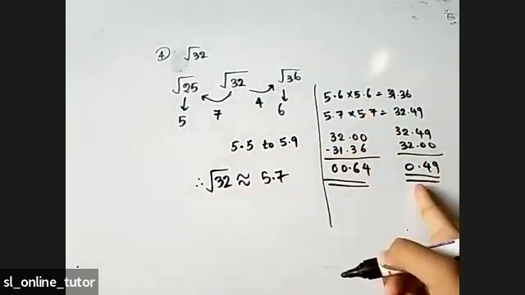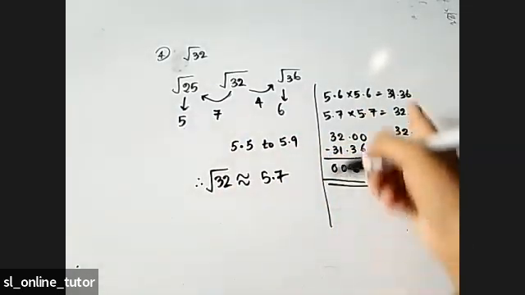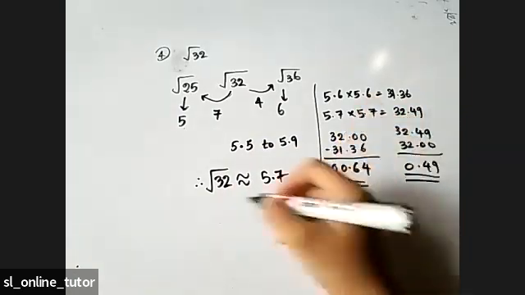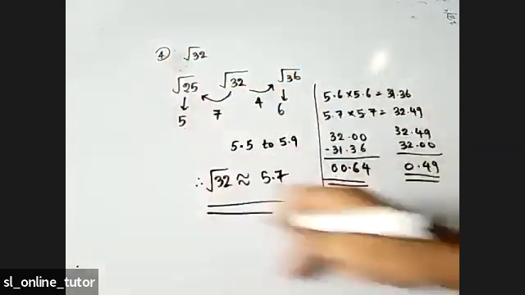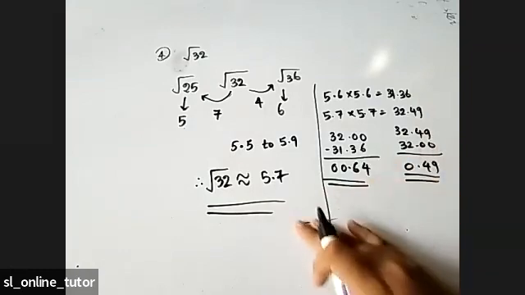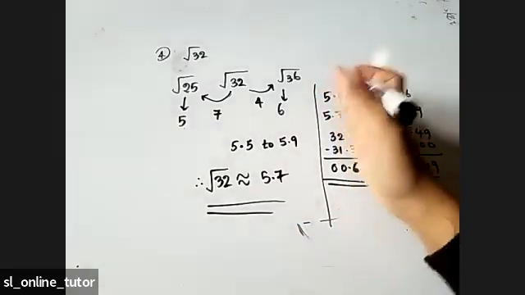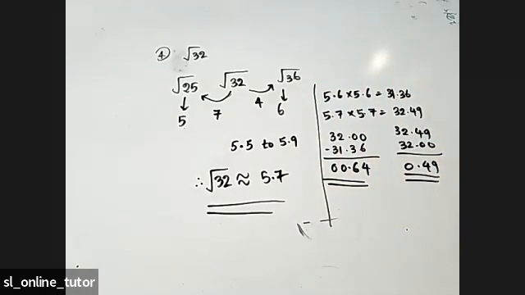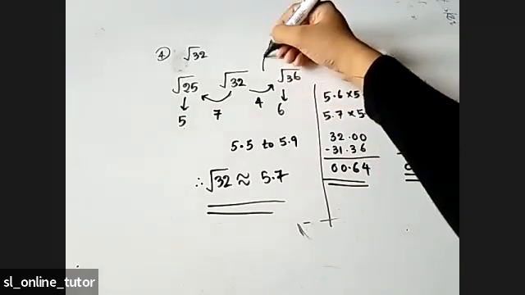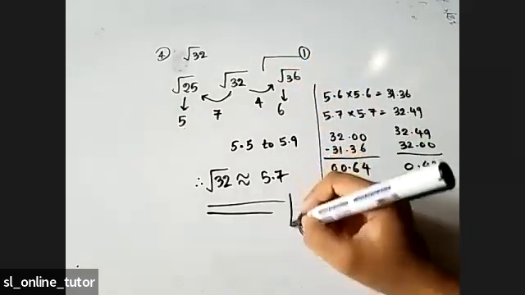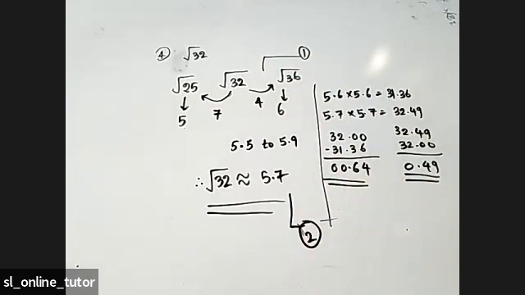Don't write 0.49. Some children write that. It's not the answer. It's 5.7. This is the answer. So all this working should be done in your paper. It's good for you, right? So don't try to do this in rough work. Try to do it in the paper itself, on the side. Check your answer. If it is correct, how many marks are you getting? For this working, you get 1 mark. For the final answer, you get 2 marks. So the fourth question is 3 marks in total.